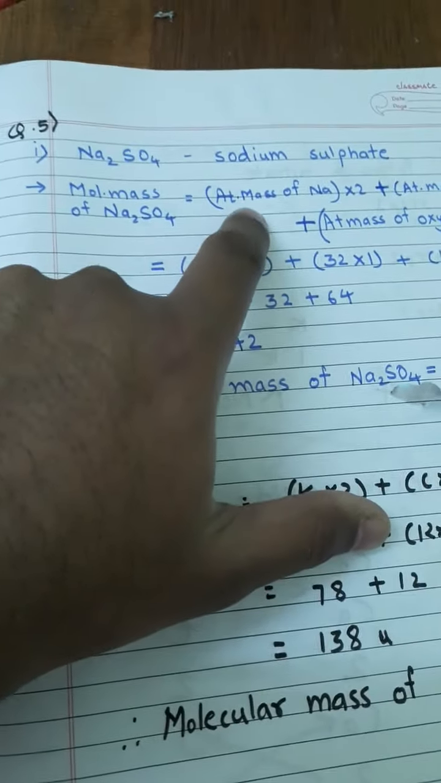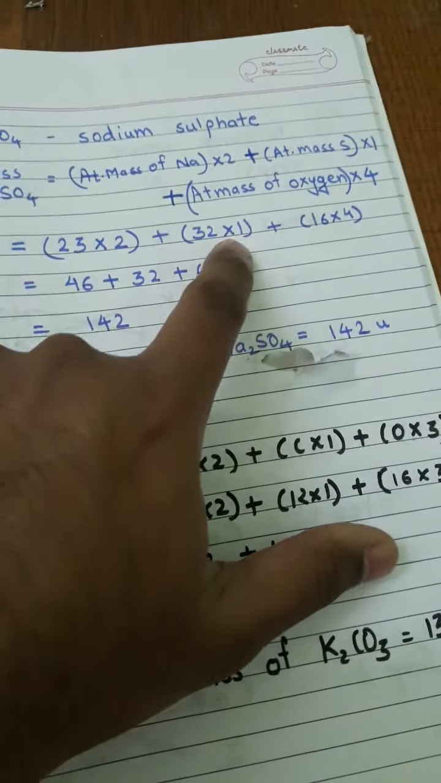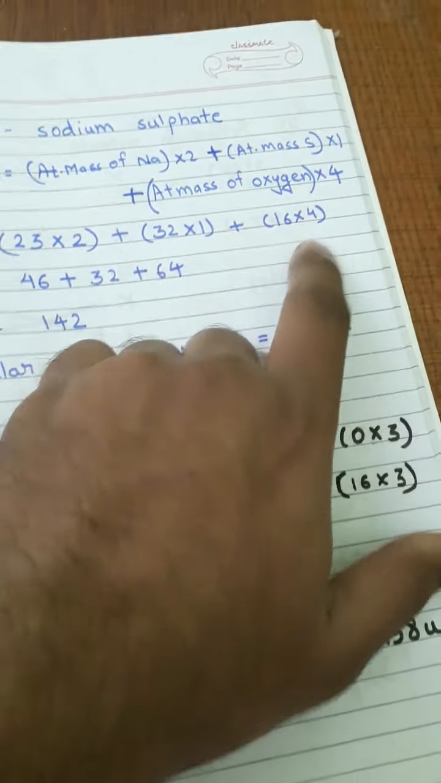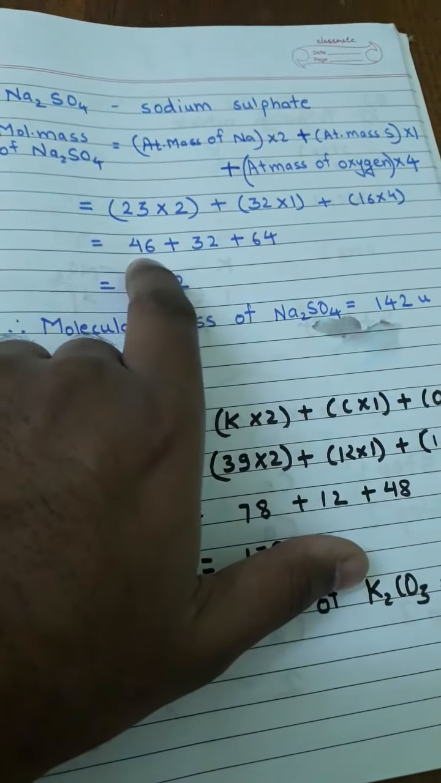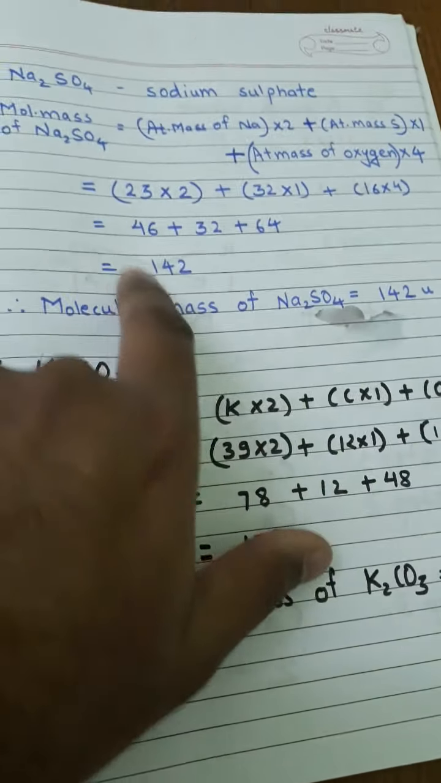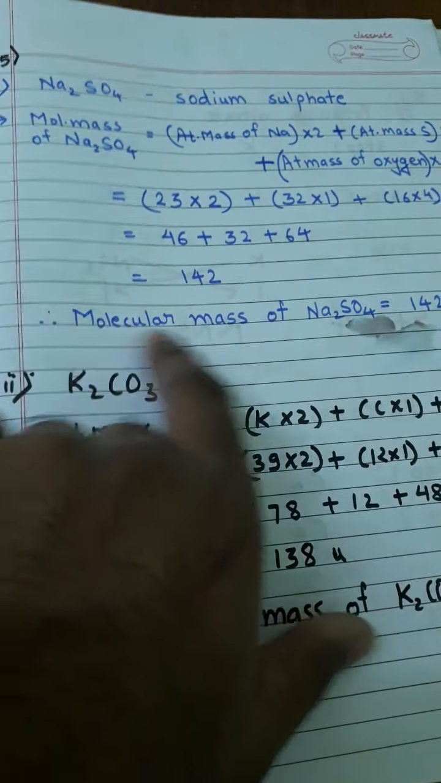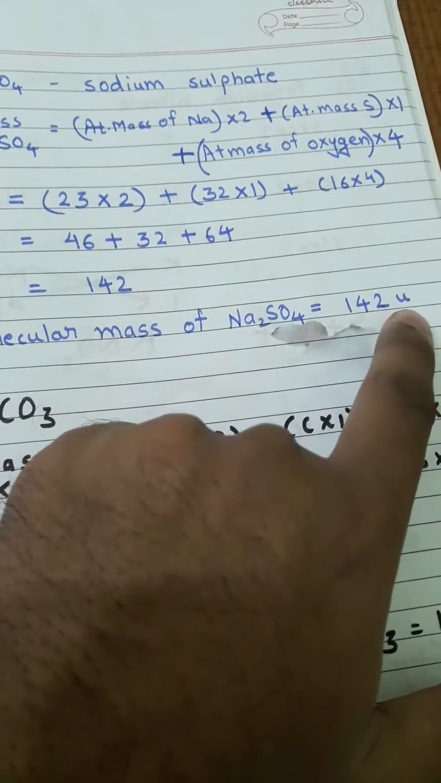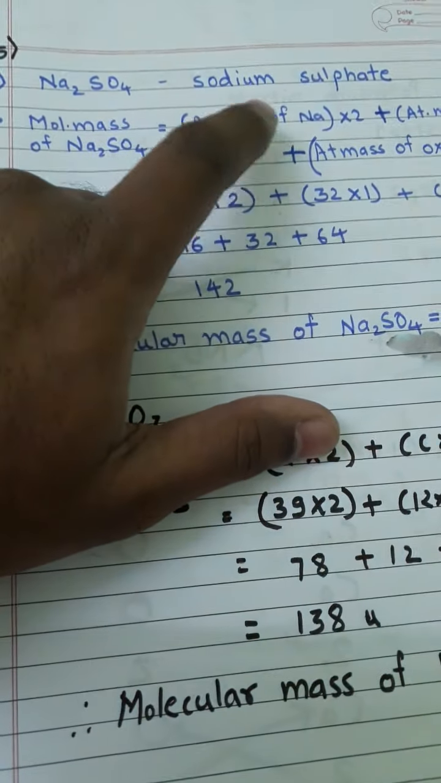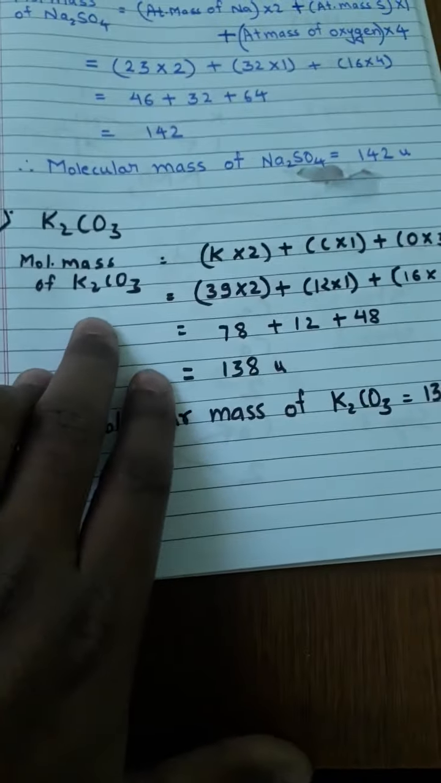So here atomic mass of sodium is 23 multiplied by 2. Atomic mass of sulfur is 32 multiplied by 1, plus atomic mass of oxygen is 16 multiplied by 4. By putting the values here, 23 into 2, 32 into 1, 16 into 4, that is 64, you will get the answer as 142 units. So at last you have to write: molecular mass of sodium sulphate is equal to 142 units. If you think that writing atomic mass every time looks a little bit bigger, you can directly do it like this also.